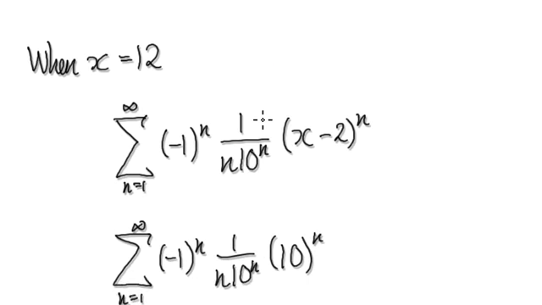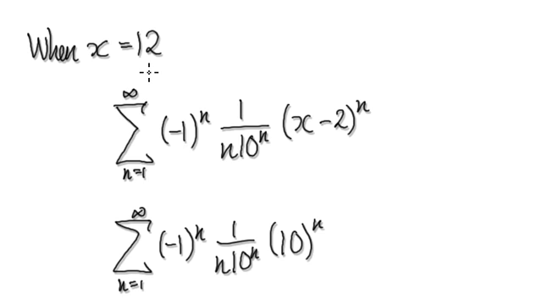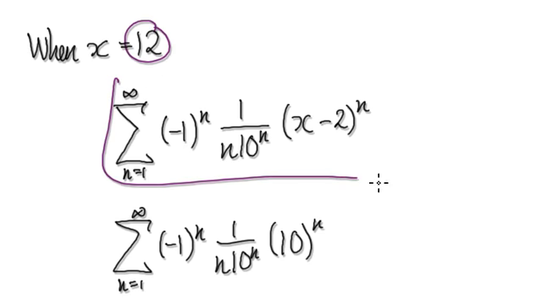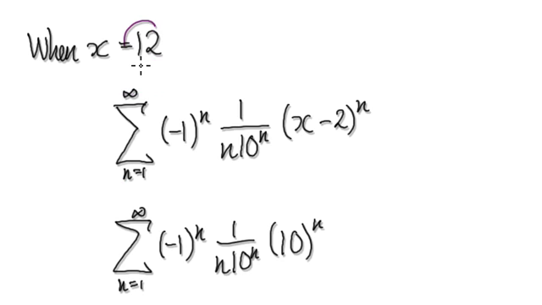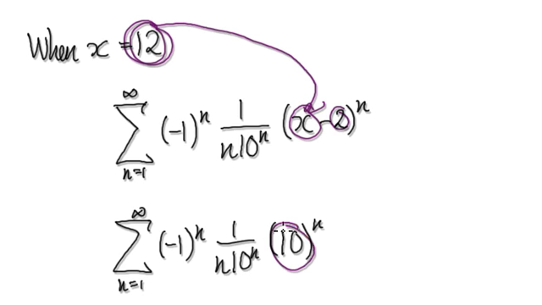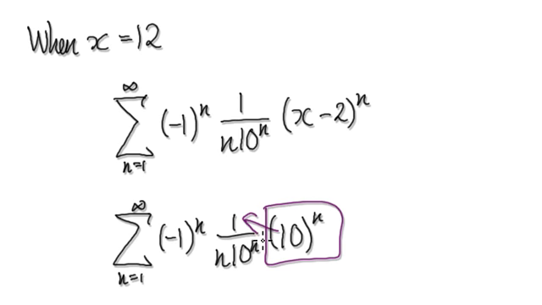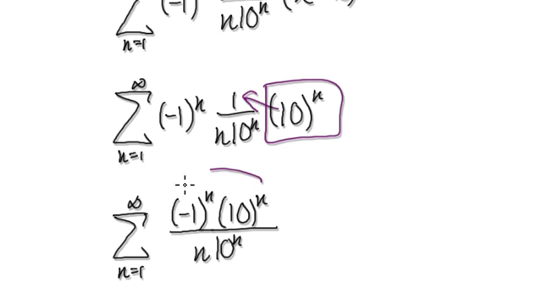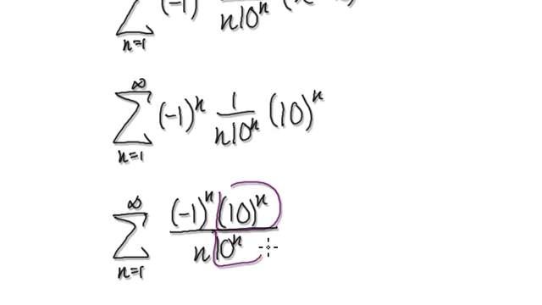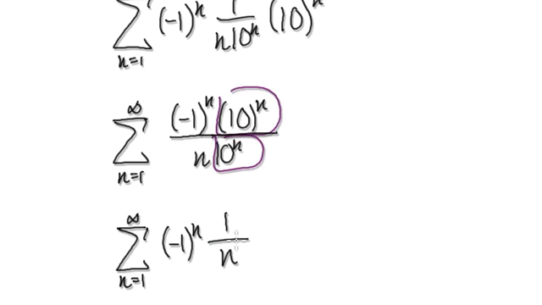So now let's look at the case when x equals 12. So when x equals 12, going back to the original series, we would put this into the x here. So 12 take away 2, that would be positive 10. So that would be positive 10. This gets multiplied to the top. That will then give you this, and then this will cancel out with this, leaving you with an alternating harmonic series. So we've seen this.